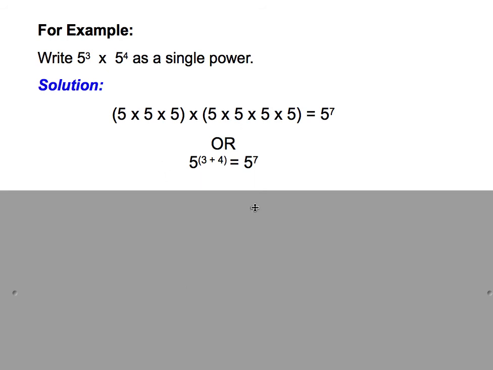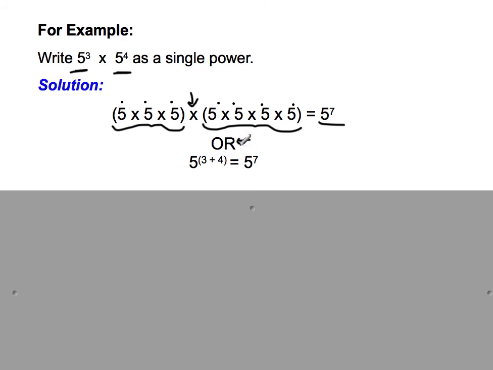So, your class example: you have 5 to the power of 3 times 5 to the power of 4, and we want to write it as a single power instead of repeated multiplication. We can use the power or product law to help us out. 5 to the power of 3 can be written as 5 times 5 times 5. 5 to the power of 4 can be written as 5 times 5 times 5 times 5. Now, if I count them all up, 1, 2, 3, 4, 5, 6, 7, I have 5 to the power of 7 because I am multiplying the two powers together.